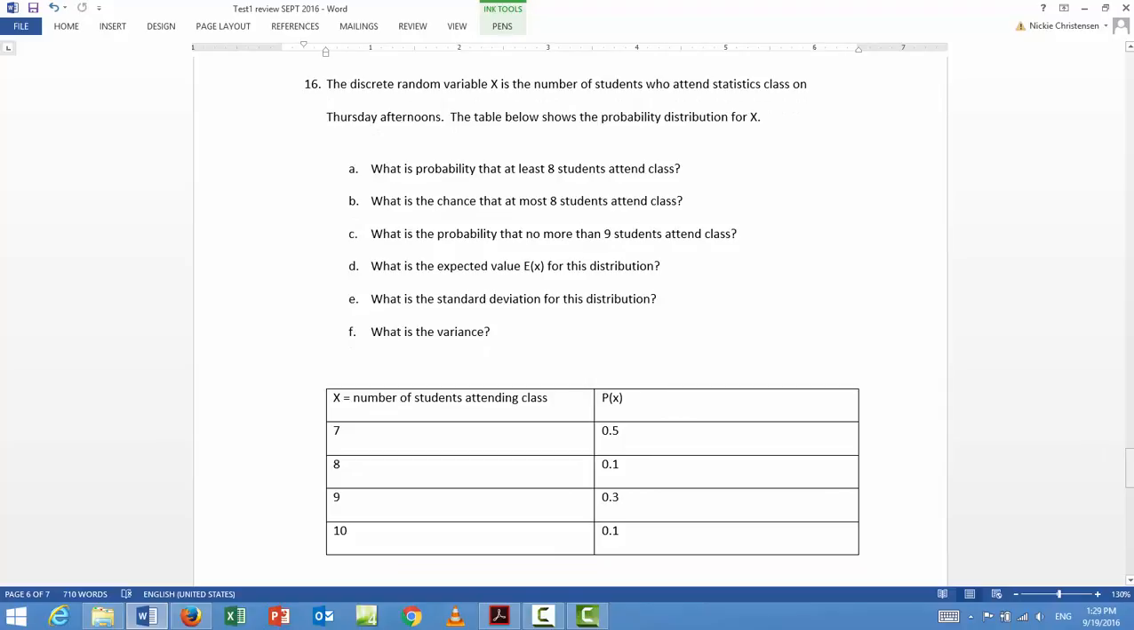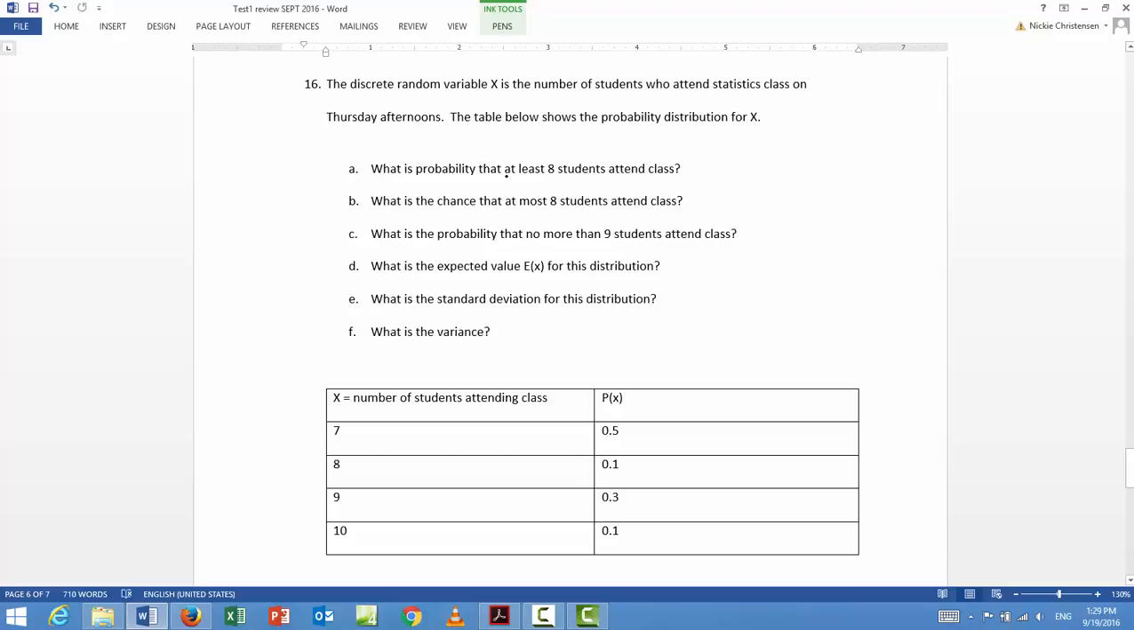So question 16, we have a probability distribution, and it tells us the discrete random variable x is the number of students who attend statistics class on Thursday afternoons. The table below shows the probability distribution for x. Anywhere from 7 to 10 students attend class on Thursday afternoons, and here are their associated probabilities. Okay, so the first question, what's the probability... Oh my god, there's a mistake here. What is the probability that at least 8 students attend class?